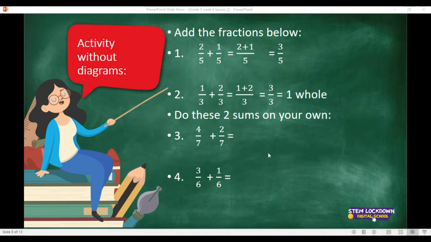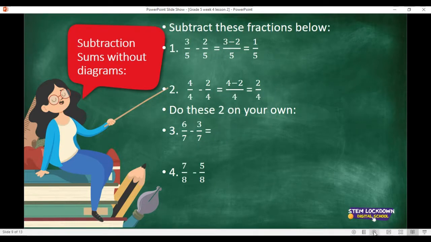All right. Okay, so we're going to move on to the next activity. All right, we are here. Okay, so the next activity is subtraction. There we were adding, so now we are subtracting without using diagrams. So I'll explain the first two, and then you can do number 3 and number 4.